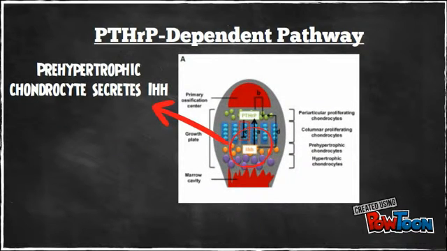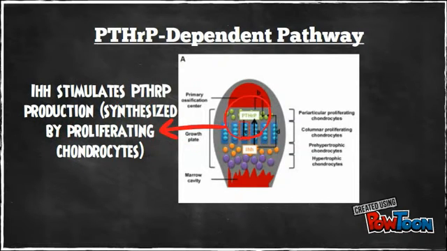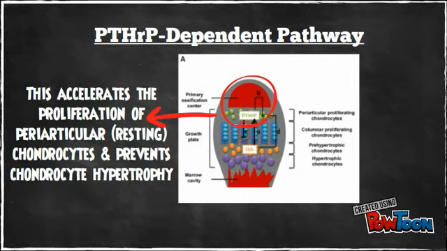The pre-hypertrophic chondrocyte then secretes Indian hedgehog, and this stimulates the PTHrP production, which is synthesized by proliferating chondrocytes. This accelerates the proliferation of periarticular chondrocytes and prevents chondrocyte hypertrophy.